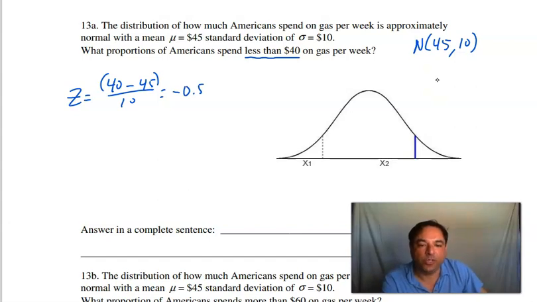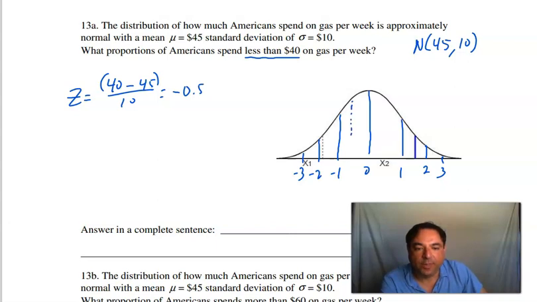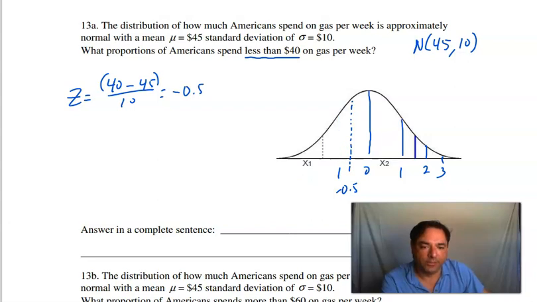Now remember how z-scores work: zero is in the middle. As we go to the left, we have negative 1, negative 2, negative 3. As we go to the right, we have 1, positive 2, positive 3. So negative 0.5 would be about there on the left, between the 0 and the 1. I'm only concerned about that z-score, so I'm labeling that one. We're looking for less than, so we shade everything to the left.